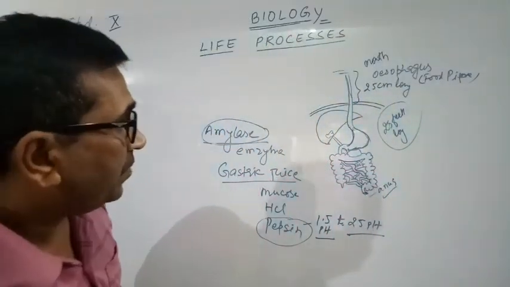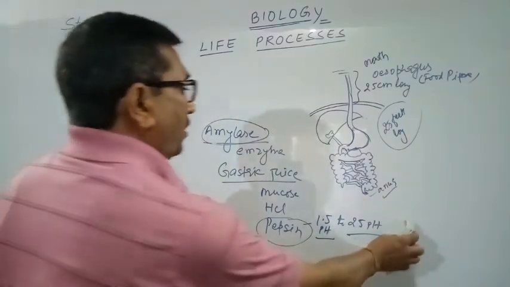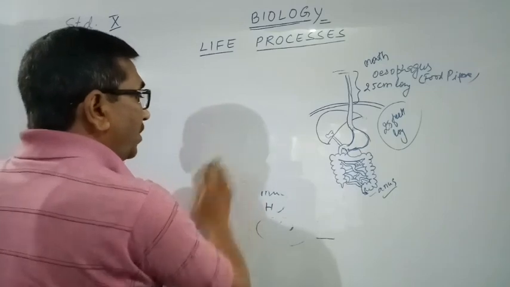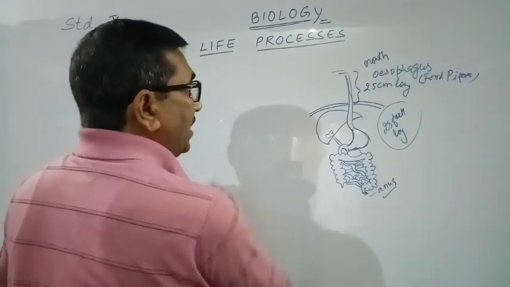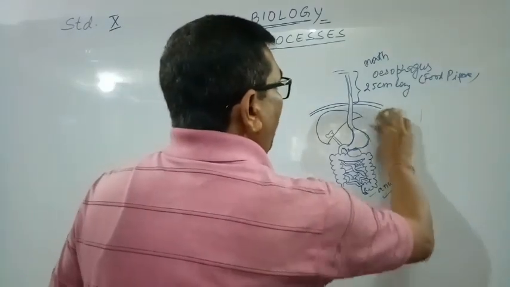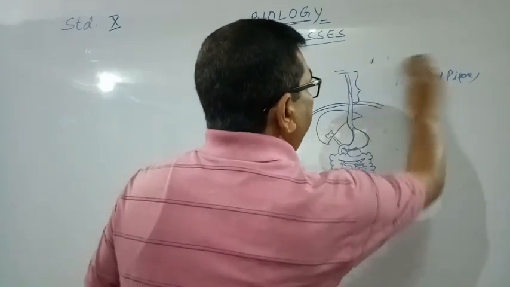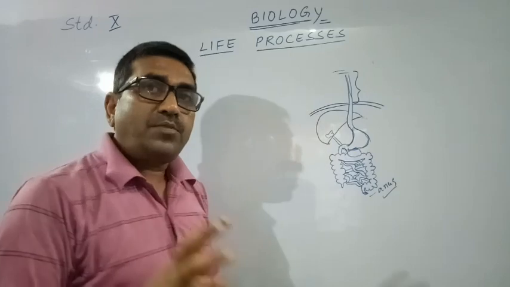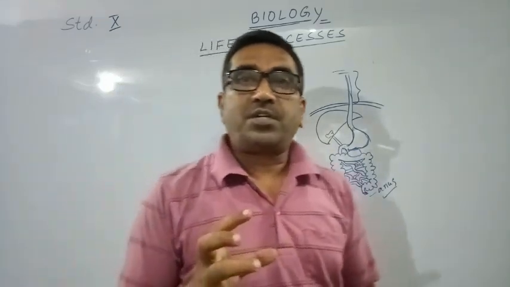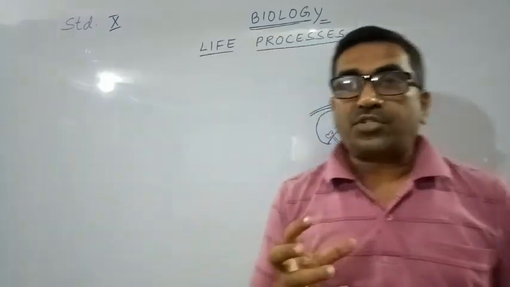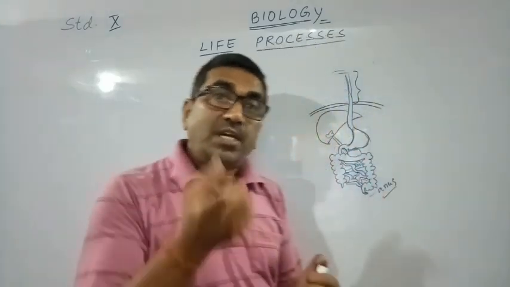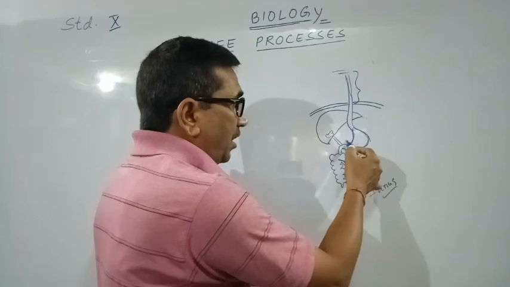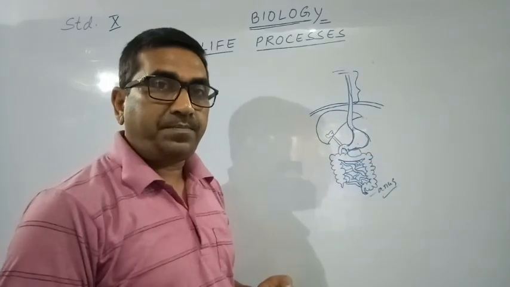From here itself, when the food is completely converted into its most digested form, what can we call it? It becomes a paste-type structure, and this paste starts moving from the stomach. From the stomach it goes to the small intestine.